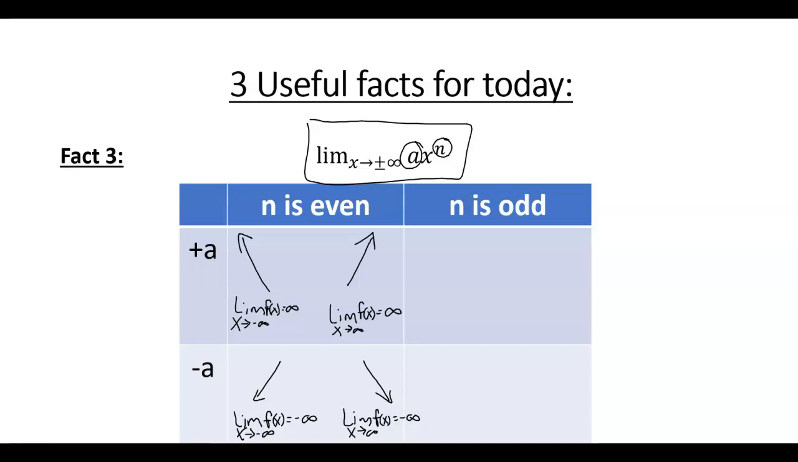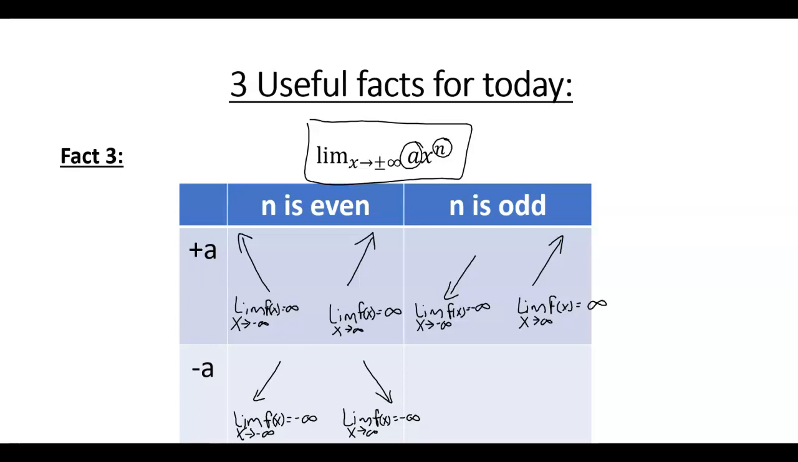If n was odd and a was positive, it looked like this. So in this case, on the right side of my graph, it would go up, positive infinity. And on the left side of my graph, it would go down.